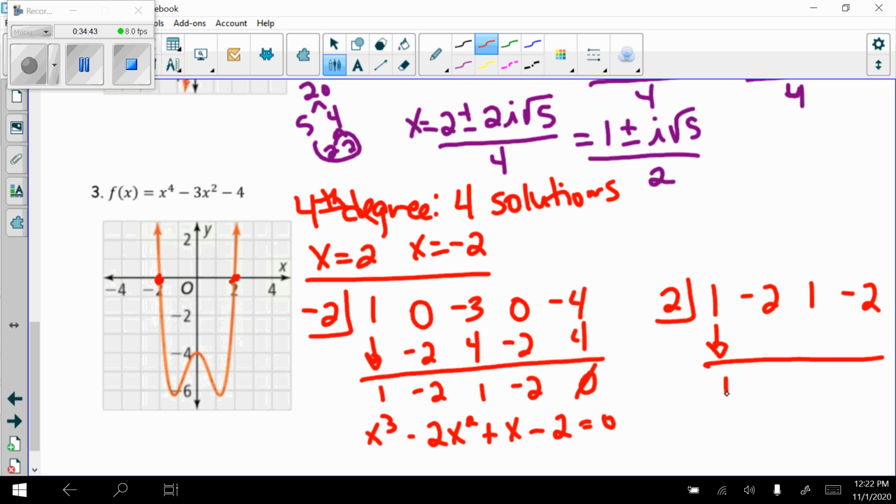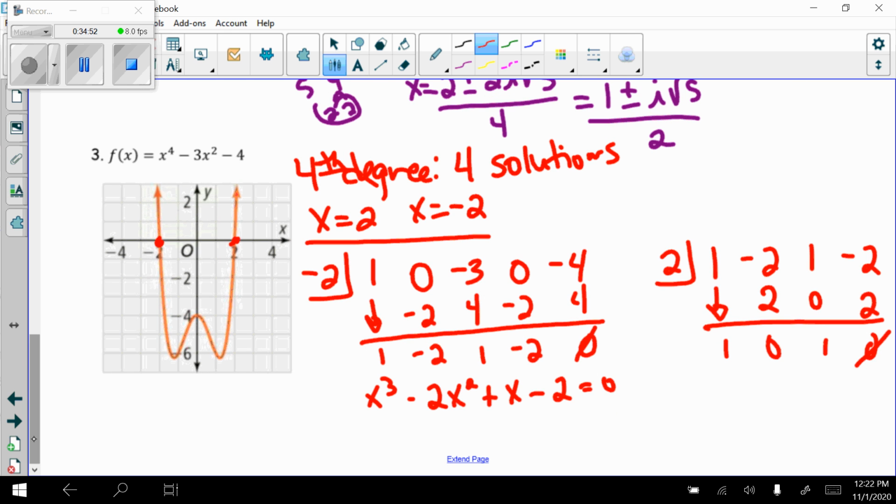So bring my 1 straight down. 1 times 2 is 2. Then 0, 0, 2. Again, I knew I was going to get a remainder of 0. So now I have 1x squared, 0x, and then plus 1 equals 0. I don't have to factor this. I don't have to complete the square. I don't have to use the quadratic formula because I don't have an x term. So I can very easily solve this and just say x squared equals negative 1.